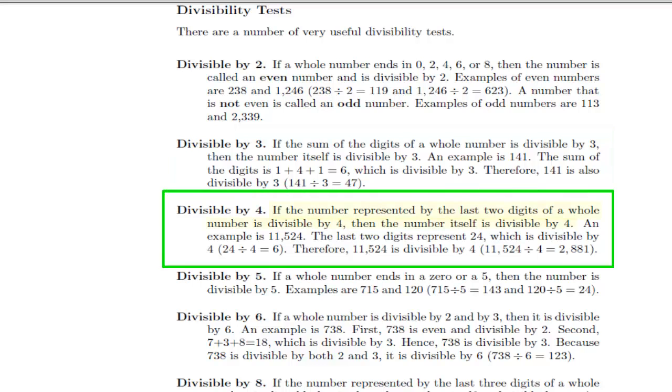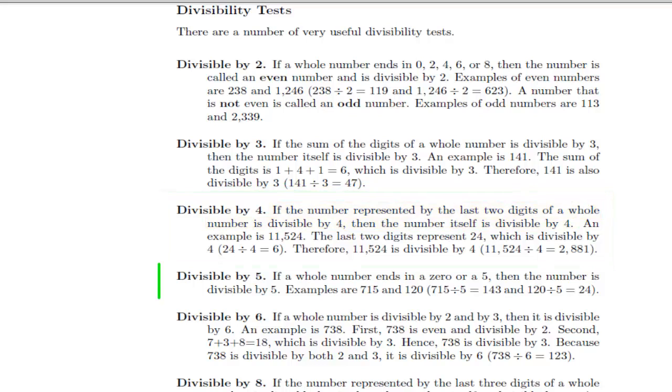Divisible by 4. If the number represented by the last two digits of a whole number is divisible by 4, the number itself is divisible by 4. An example is 11,524. The last two digits represent 24, which is divisible by 4. 24 divided by 4 equals 6. Therefore, 11,524 is divisible by 4. And 11,524 divided by 4 equals 2,881.